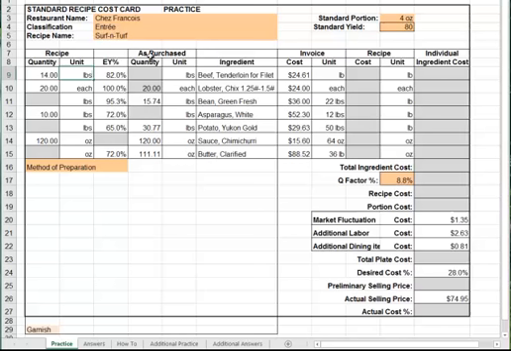So the difference between as purchased and edible yield is, what do I start with to get the result I need? As purchased into edible yield.